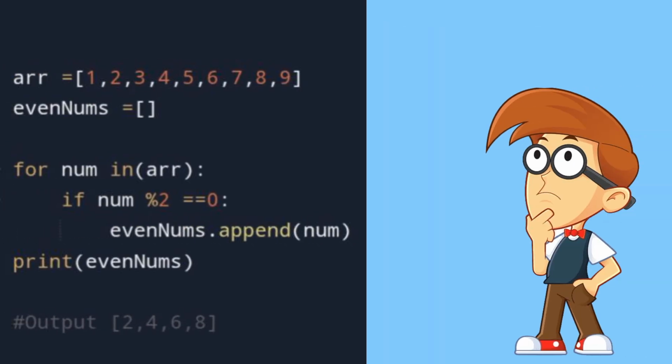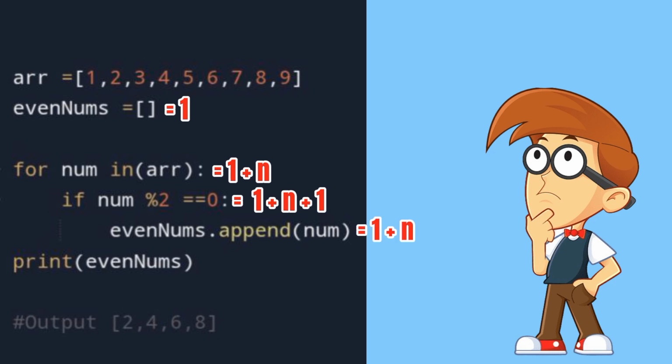Here's the example of algorithm to find the time complexity. With even_nums equals empty list, the even_nums equals empty list is equals to 1. The worst case of for loop is equals to 1 plus n. The worst case of condition is equals to 1 plus n plus 1. The even_nums.append(num) is equals to 1 plus n. The print even_nums is equals to 1.